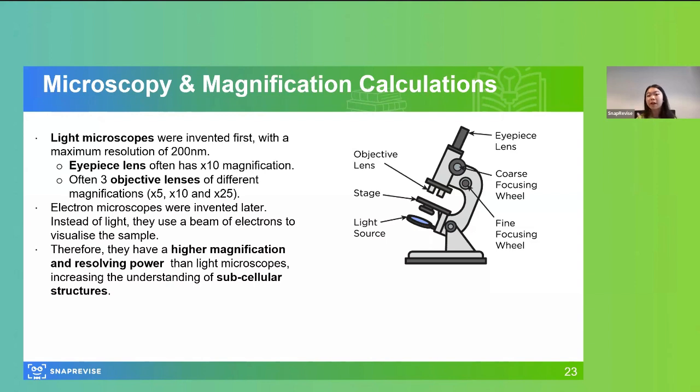On the diagram on the right, we'll just quickly walk through a few of the things. The stage holds the specimen, whatever you're looking at. The specimen is on a microscope slide and under a cover slip. You also have the coarse focus and the fine focus. The coarse focus moves the stage very quickly, closer, so you can see the specimen more closely. The fine focus moves it very, very slowly, so that you can adjust to seeing the specimen in a very clear image.